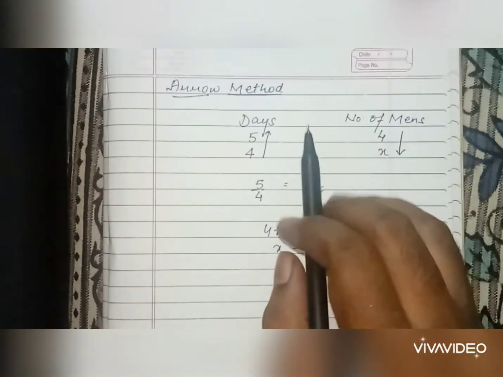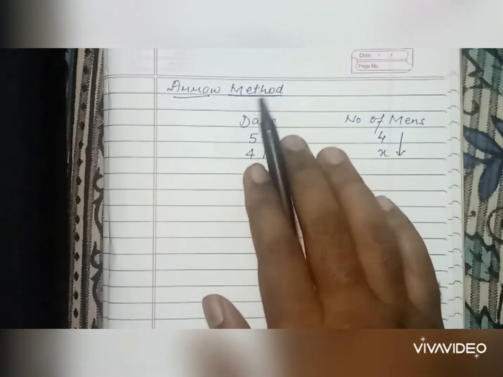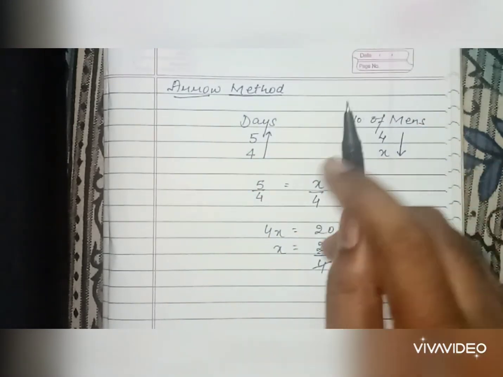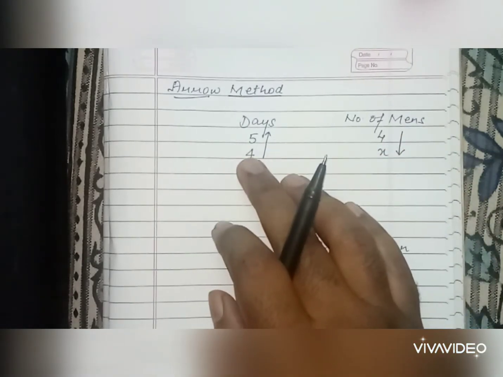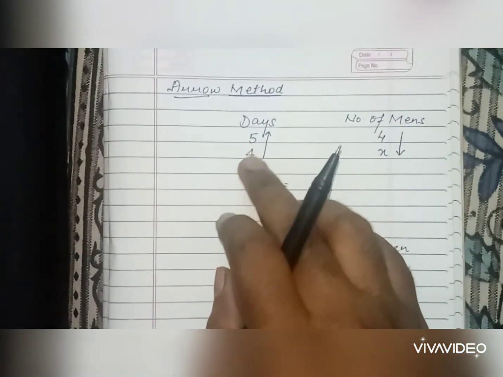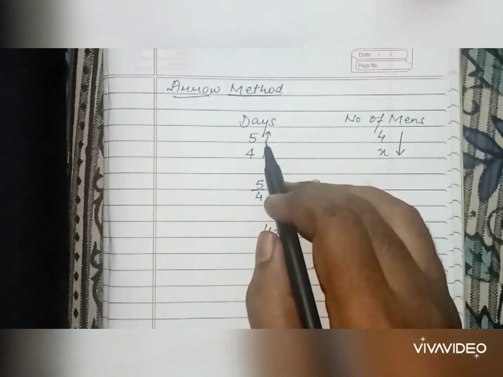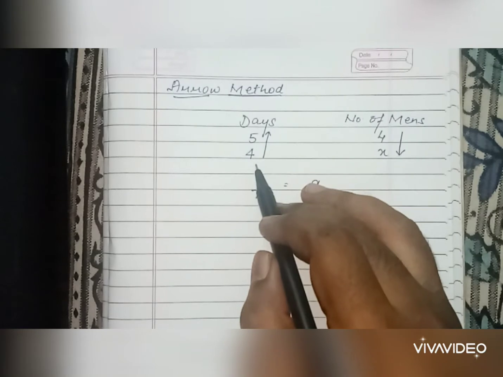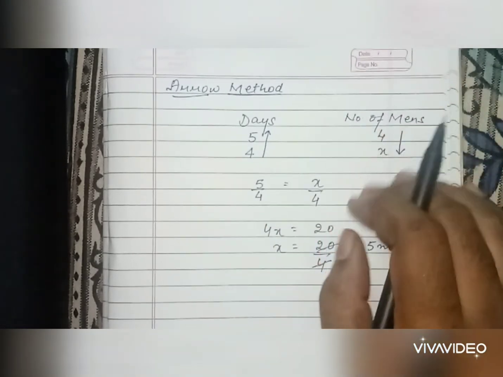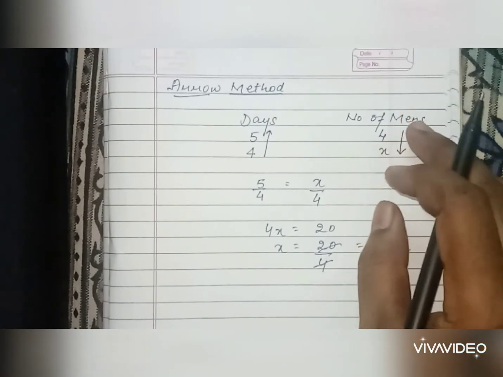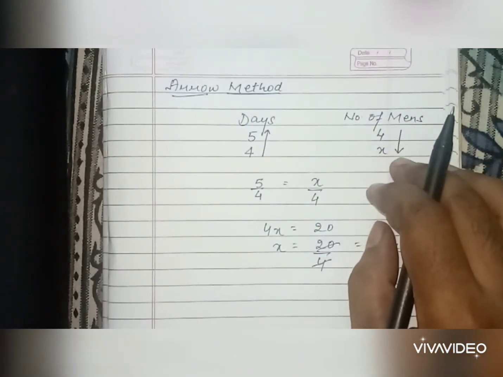Now let's see the arrow method to solve the same question. We will make a column of days and a column of men. So in 5 days 4 men are required. How many men will be required in 4 days? Here the arrow will be going upwards, because days are decreasing. And here the men will increase, so the arrow is coming downward.